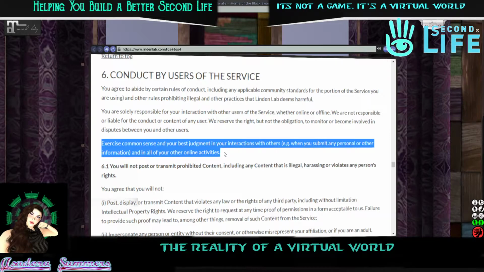Exercise common sense and your best judgment in your interactions with others, like when you submit any personal or other information and in all of your other online activities. So, you exercise common sense. Granted, a lot of people on the internet don't have a lot of common sense. You exercise your best judgment in your interactions with others. But it does not say anywhere here that Linden Lab will punish the person that you want them to punish because either you failed to exercise common sense on your own part or your best judgment was actually one of your worst judgments when it comes to someone else and your interactions with them.